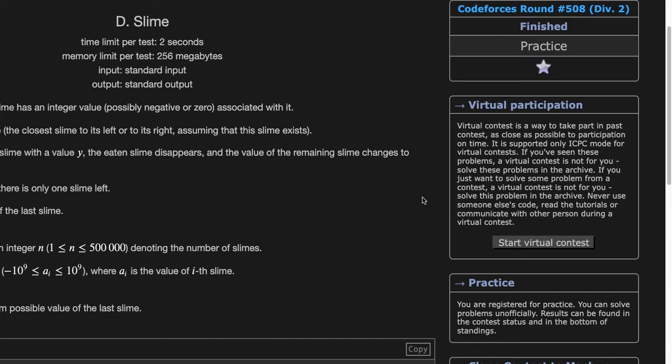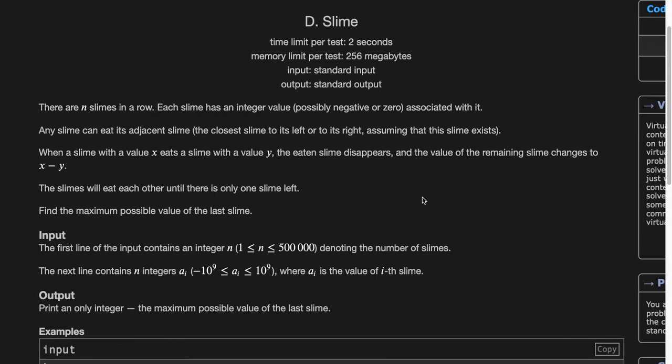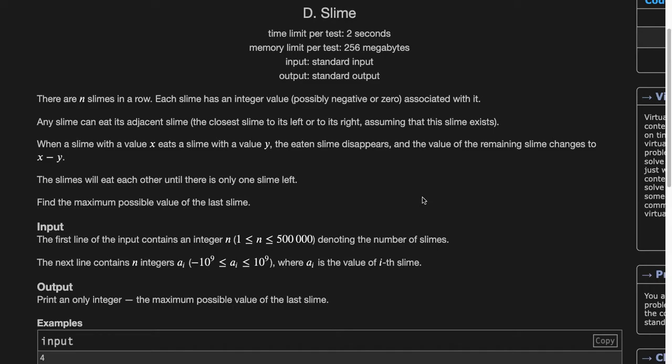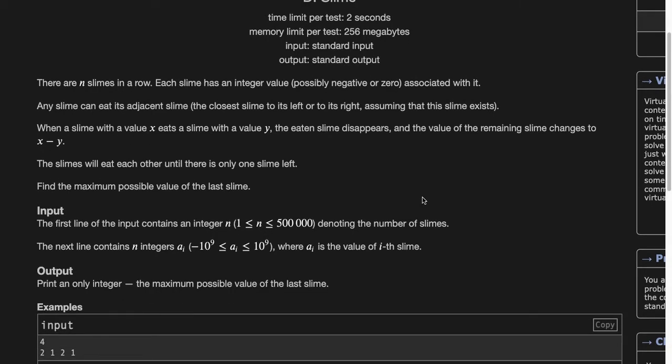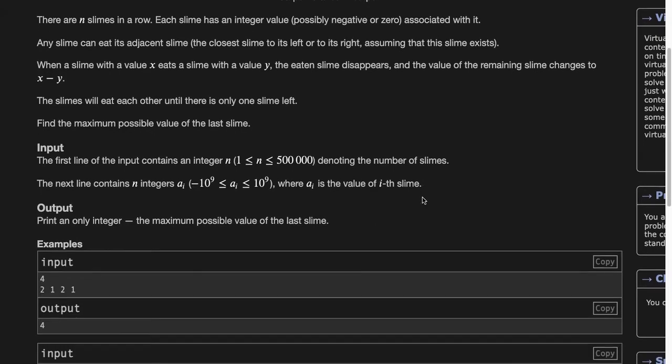Round 508 Div2D. The question in brief is that we have an array of n elements, and in each operation we can pick two neighboring elements and substitute both of these by a single element of value x minus y, where x and y are the values of the initial elements.